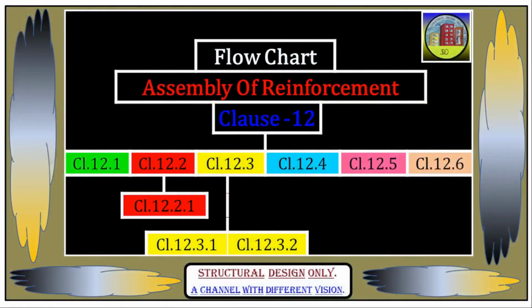In this slide you are watching the flowchart of Clause 12. This flowchart provides a brief overview of the subclauses within Clause 12. It highlights the overall structure, 6 subclauses, and gives examples of what each subclause might cover: general requirements, bar bending, bar placement, concrete cover. This sets the stage for the upcoming slides where we'll delve deeper into each subclause.